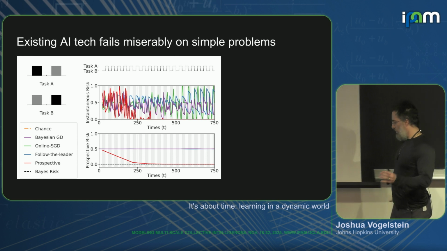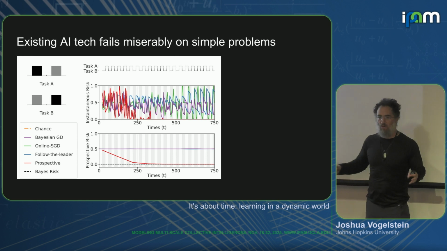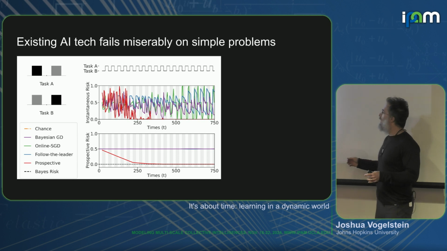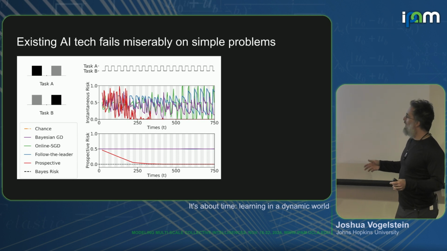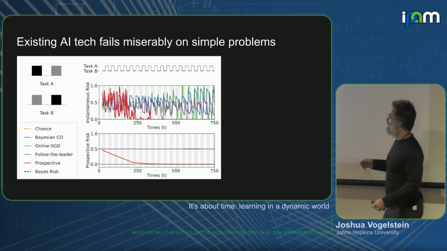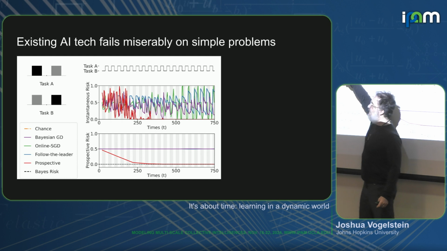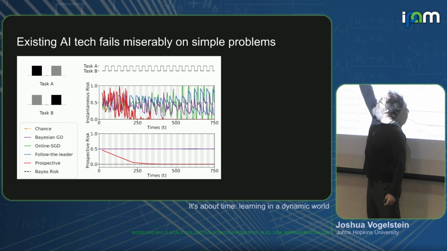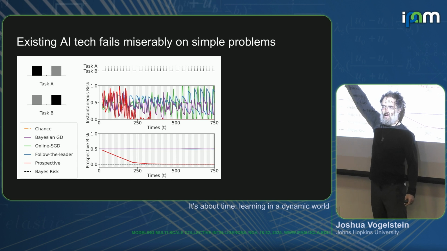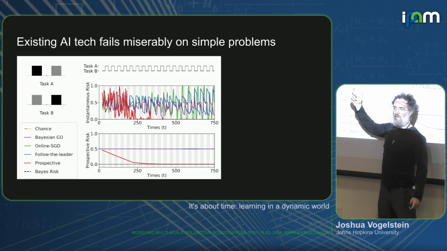OK, so here's the most basic result and the simplest, horribly embarrassing failure of, I'd say, existing AI tech and our proposed solution. So the deal is we're going to say there's two tasks, task A and task B. Task A is it's gray if it's a positive number and it's black if it's a negative number. Task B is just a sign flip.